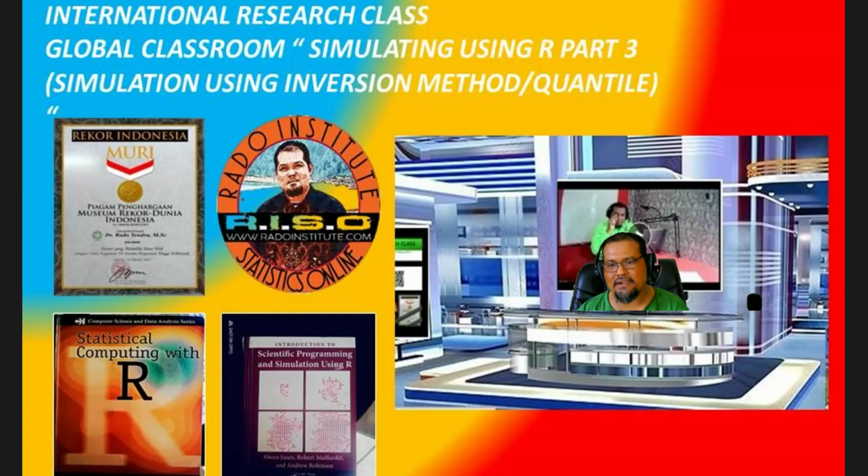There is one method in simulation, namely the inversion method. In the inversion method, we use the quantile function for the simulation. So it means we have discussed the quantile function starting in session 1, and we have understood the inversion method starting in session 1. There are some benefits that we can find in these 3 sessions.